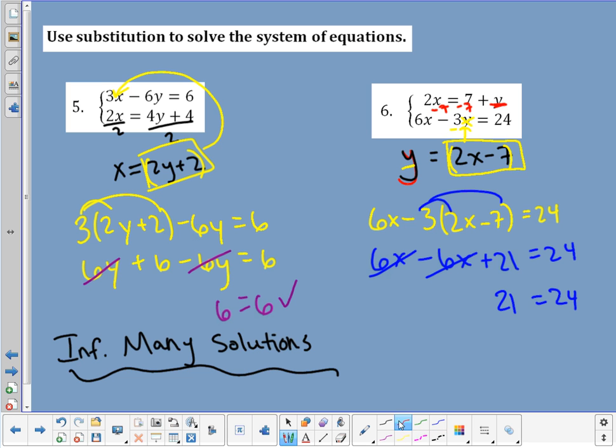And you ask yourself, is that true or false? Well, this one is false. 21 does not equal 24. So this is a system that has no solutions.